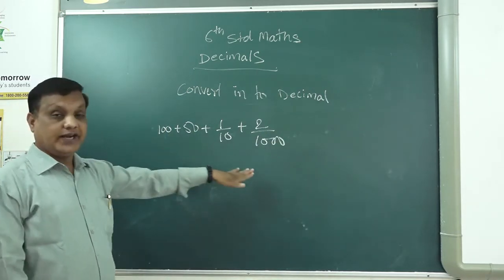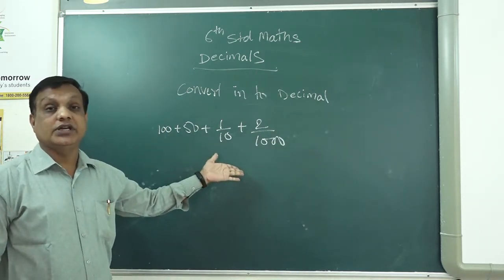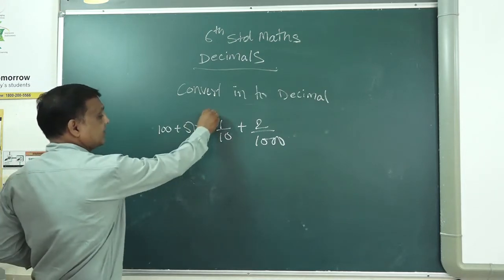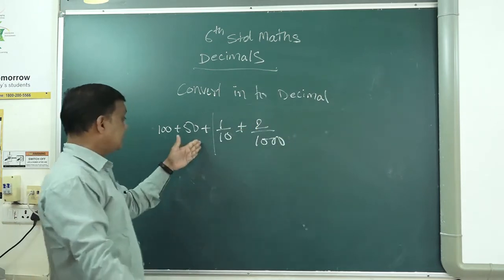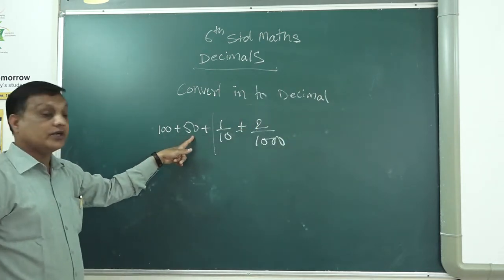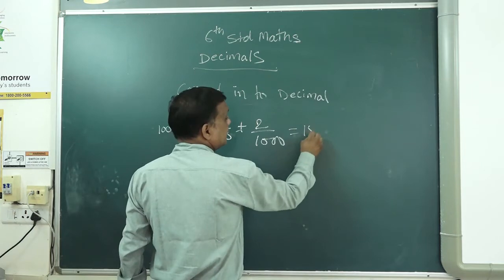This is in expanded form. Now this number I want to write in decimal. So how to write? As the fraction started, these digits will become after the point. This you have to write together: 100 plus 50, how much? 150. So here you can write 150.